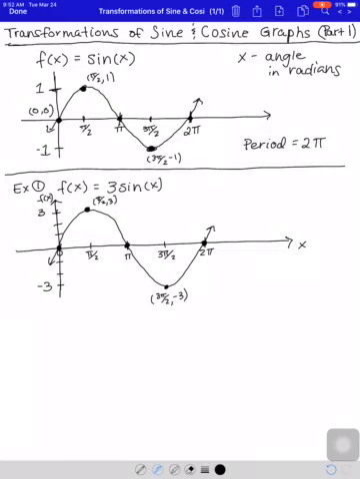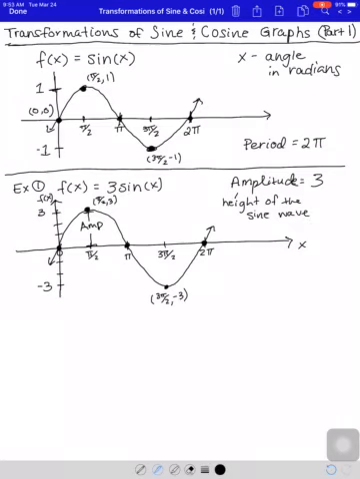Okay. So what we changed here was the height of our sine wave. We call this the amplitude. So the amplitude is just the height of our sine wave. So here we would say that our amplitude is equal to 3. And in general, by definition, the amplitude is the height of the sine wave.